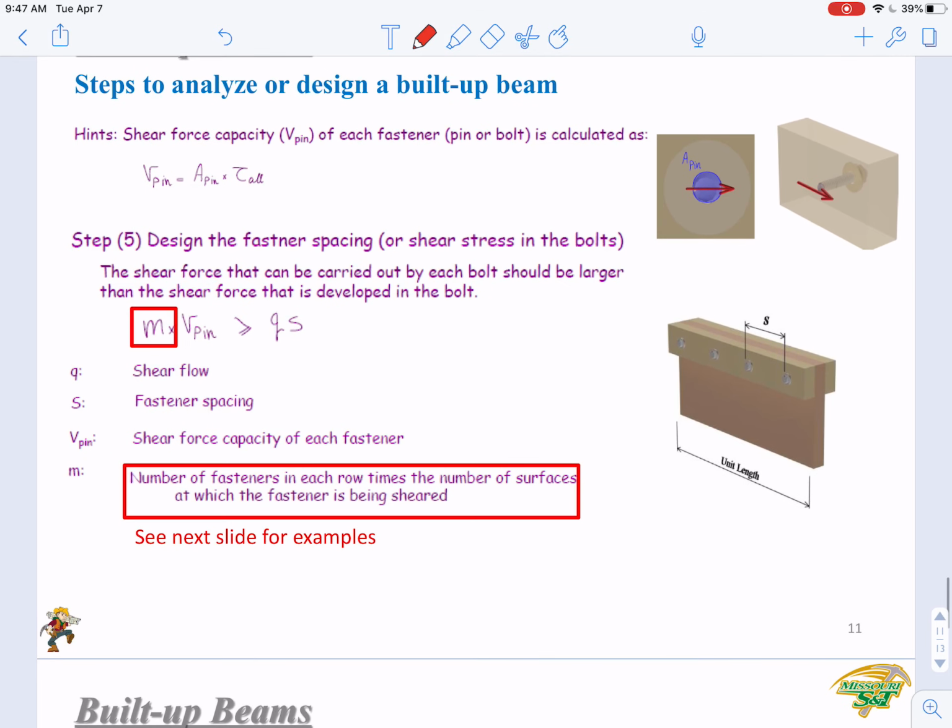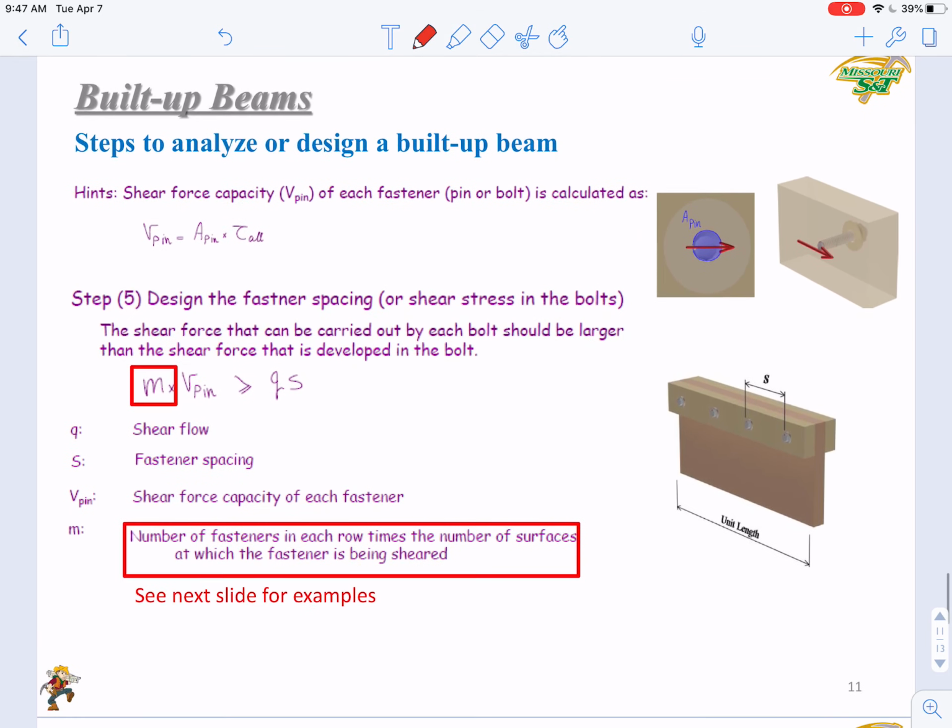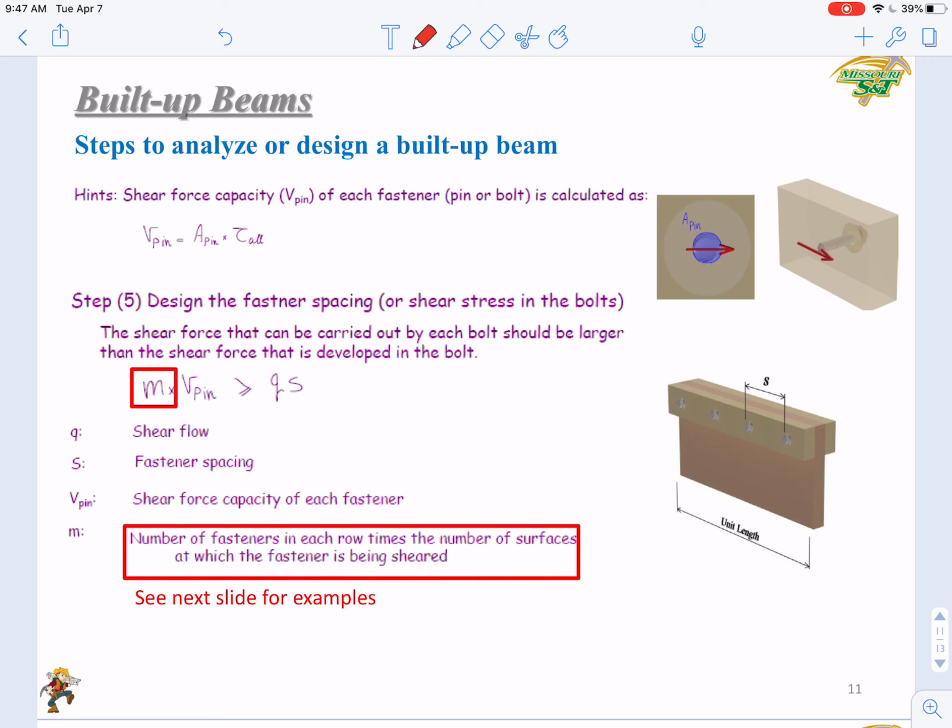Then we know that this equation will be used anyway, right? So the V pin equals A pin times allowable stress. Then you can do the analysis of stress, or you can design the fastener space using such an equation. This is the equation we used in the lead-in example. The V pin is larger than QS, right?